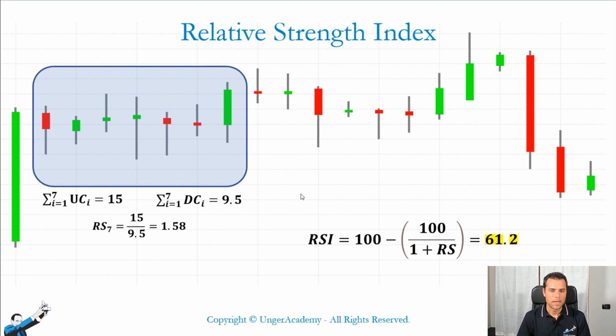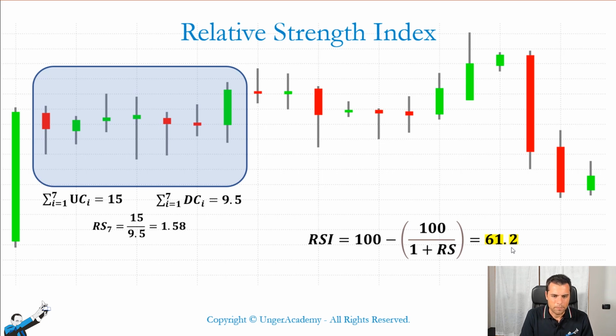Let's check it out. In our case, we have 100 minus 100 divided by 1 plus 1.58, and then 100 divided by about 2.5, that is 40. So we have a number that is below 40, and in fact 100 minus about 40 is equal to 61.2. But what does this 61.2 actually mean?